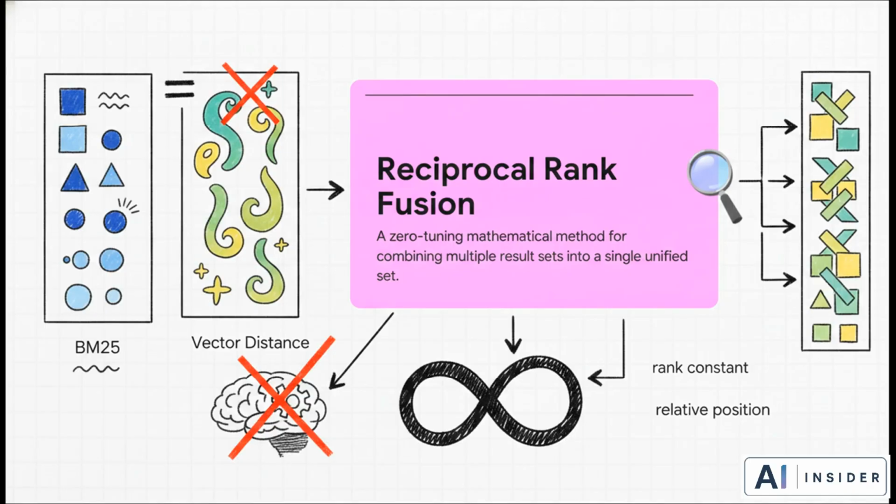What makes RRF so incredibly powerful is that it's a zero-tuning mathematical method. It completely removes the engineering headache of manually figuring out linear combination weights. Instead, it uses a rank constant to determine how much influence documents retain strictly based on their relative position in each independent list. This guarantees a fair weighting across completely different algorithms.